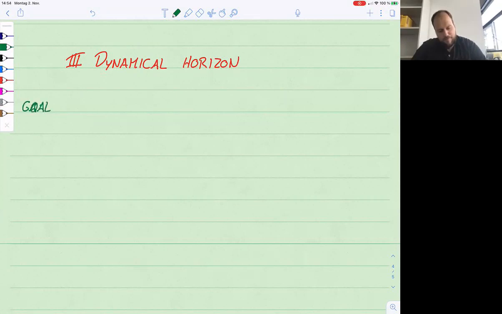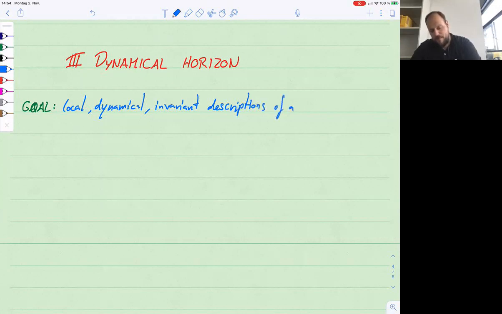Okay, so we have a goal, and our goal is we want to have a local, dynamical, and also invariant description of horizons, because we can for sure find local descriptions, but those local descriptions do not need to be coordinate invariant, because when I change the coordinate system, the horizon lies somewhere else, and that's not useful. So the problem is to find something local which is also coordinate independent, or rather, which is diffeomorphism invariant. And this led to the construction of dynamical or trapping horizons.